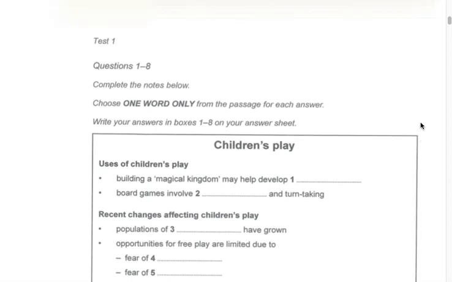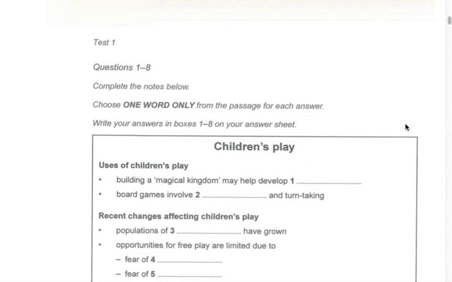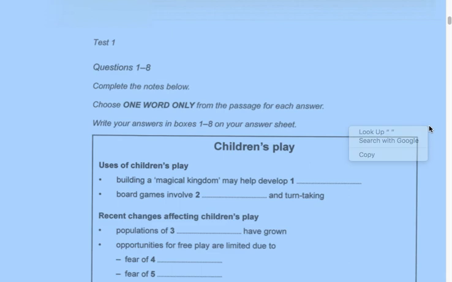So this is the question for test 1. Remember one thing, it's very important, especially in the reading section, to read the instructions, because if you do not follow the instructions you will not get any marks for it, even if your answer is correct. So question 1 to 8, complete the notes below, choose one word only from the passage for each answer. So you cannot write more than one word. Write your answers in boxes 1 to 8 on your answer sheet. So remember, follow the instructions. If you write 2 words, you will not get any points for it.